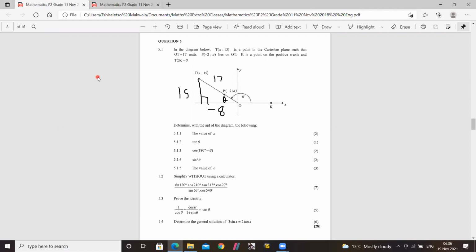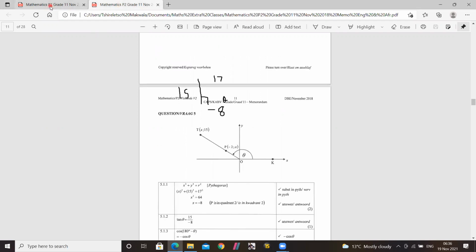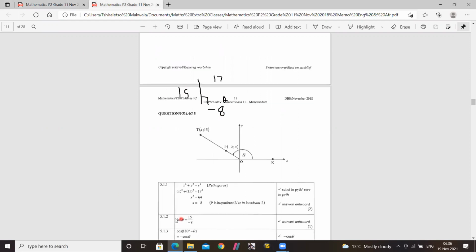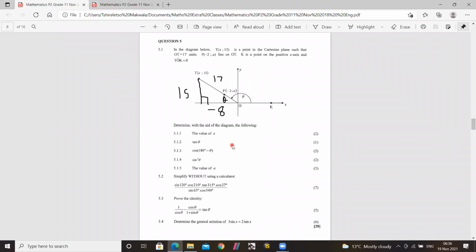Which is y over x. So that's why they got the 15 over -8, which is opposite over adjacent. That's how they got this tan theta, 15 over -8. Okay? Then we continue.